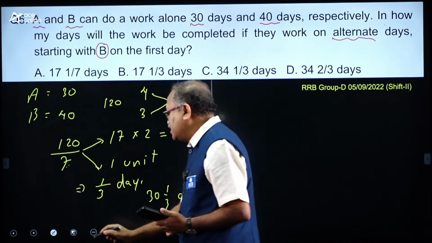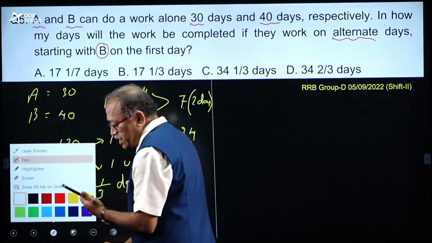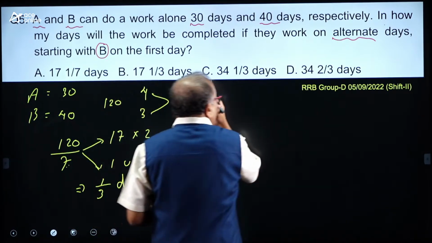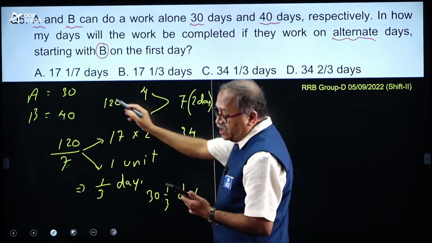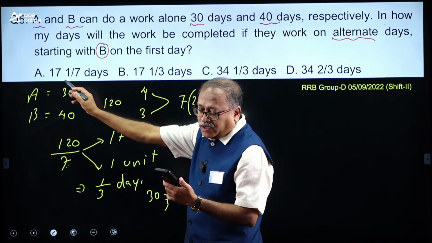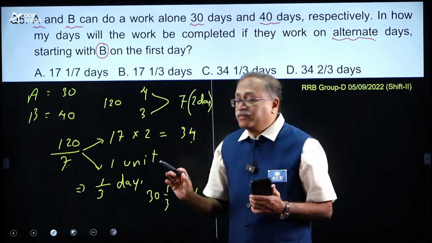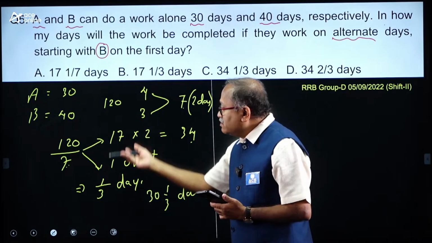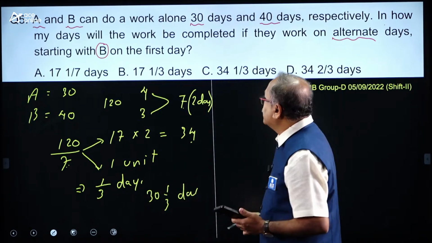Observe this solution. Look at this one. Did anyone answer the question? Option A, that means you are saying 17 1 by 7. No, my dear friend, that is not the answer to this question. The answer is 34 1 by 3, but the method is our competitor's method. We will change our method here.